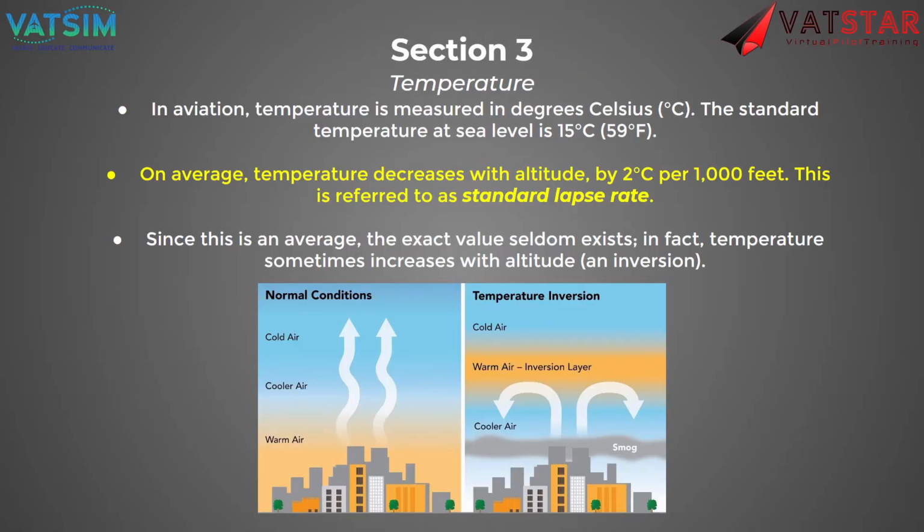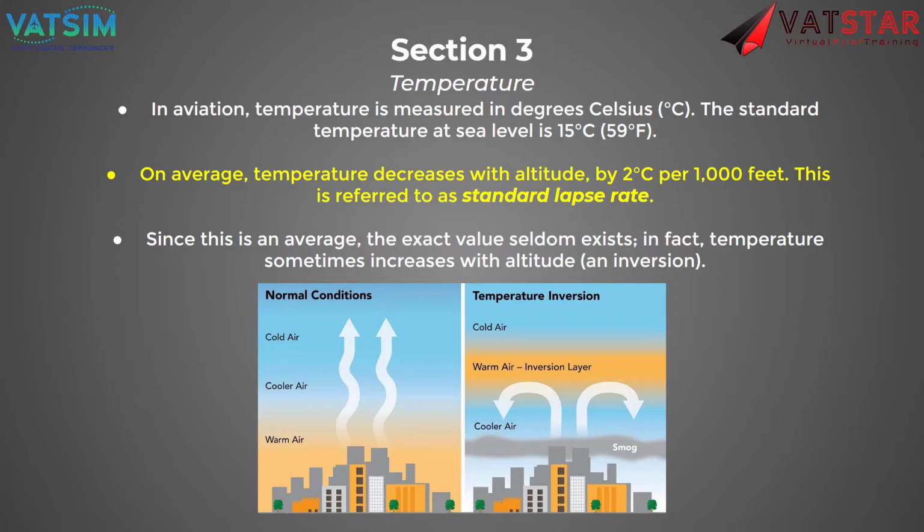So let's talk about temperature a little bit. In aviation, temperature is measured in Celsius, and the standard temperature at sea level is 15 degrees C, and that's 59 degrees Fahrenheit. And we have this standard temperature in order to relate it to other things, because when you're planning, you'll be given all your values as if it were standard temperature, and you will adjust those values depending on what the actual temperature is. So the standard's kind of like a baseline for all your performance numbers.